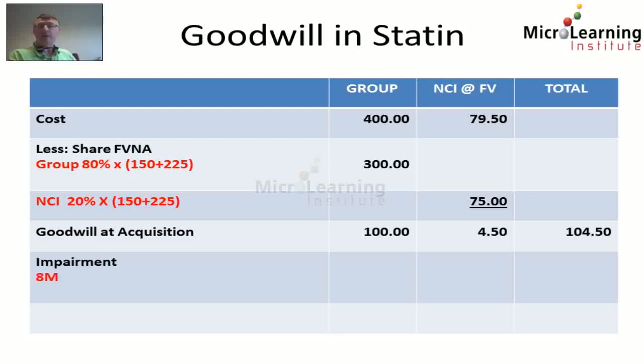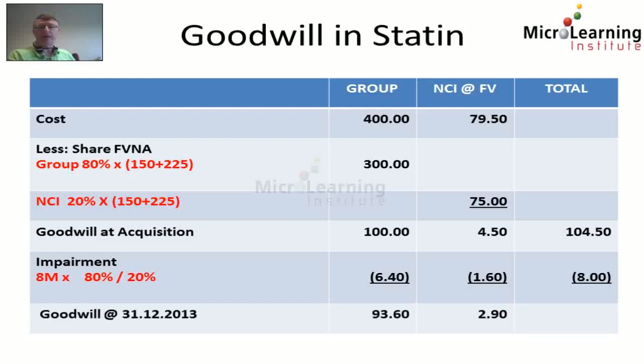We're told that in the post-acquisition period, there's been an impairment of 8 million. And of course, the correct treatment for this is to split that impairment in the proportion of the ownerships between the group and the non-controlling interest. So there we see the 80% of the impairment of 8 million, that is 6.4 million, allocated to the group, and the remaining 20% of the impairment of 8 million allocated to the non-controlling interest.